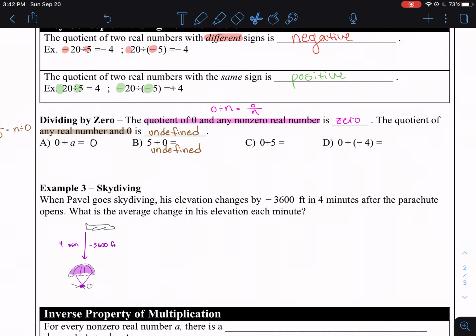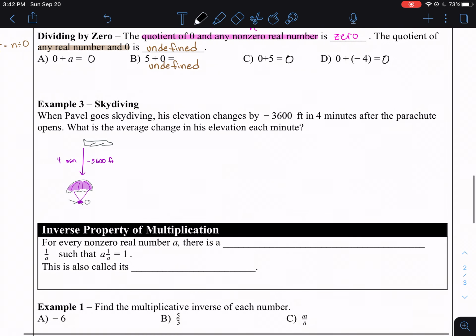Yay. 0 divided by 5, 0. 0 divided by negative 4, 0. 0 divided by anything, literally 0. Cool. Let's put this into practice.